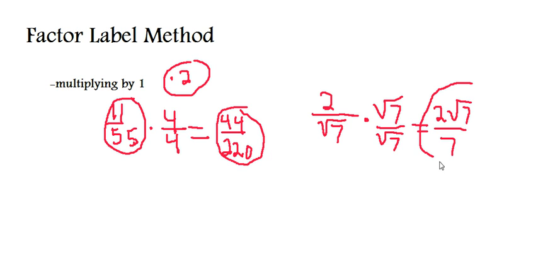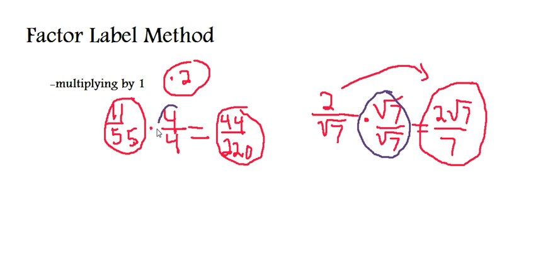And so I was able to rewrite this fraction, 2 divided by radical 7, in another form that has the same value, 2 radical 7 over 7. And I did that by multiplying here by 1. Just like over here, I multiplied by 1. Okay, one final one.